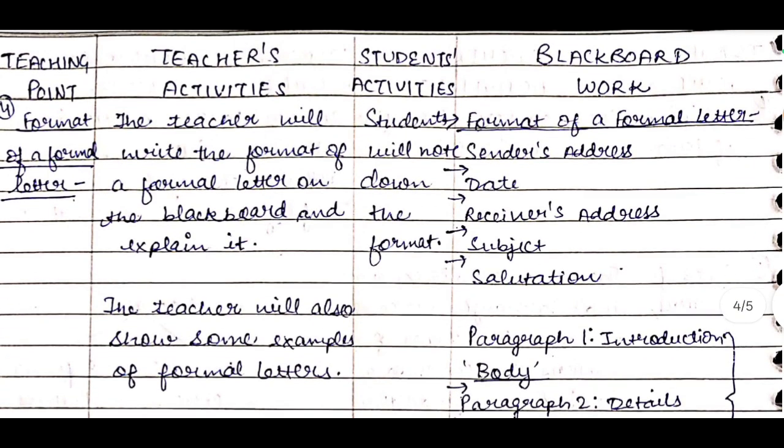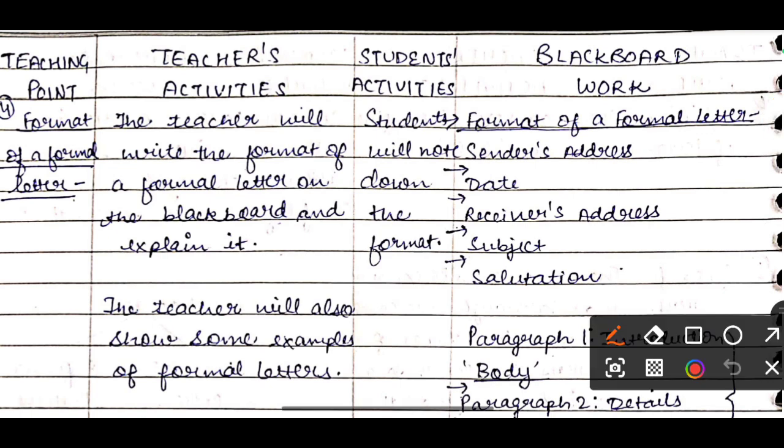Then next we'll tell them the format of a formal letter. Okay, so the teacher will write the format of a formal letter on the blackboard and explain it. Okay, and the teacher will also show some examples of formal letters for better understanding. What will students do? Students will note down the format. We'll write this format on the blackboard.